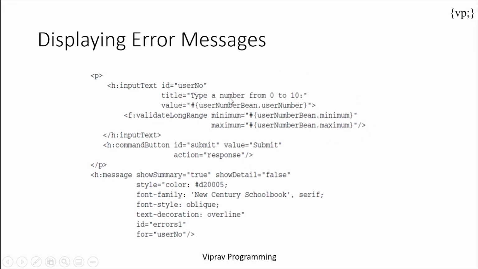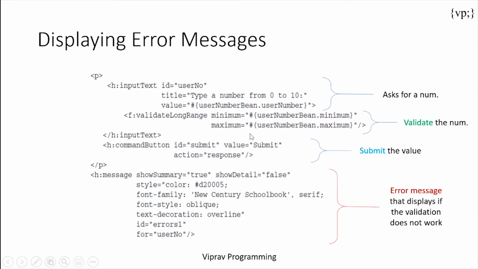Let's say you want the user to type in a number between 0 and 10, and you validate the number with a minimum of 0 and a maximum of 10. And then you submit the value, and let's say he put something like 100. Then this error message will show up, telling the color, the font family, the font size, everything for the user number over here. This is how you declare that this error message is for this input text, through the ID and through the for attribute, userNumber.